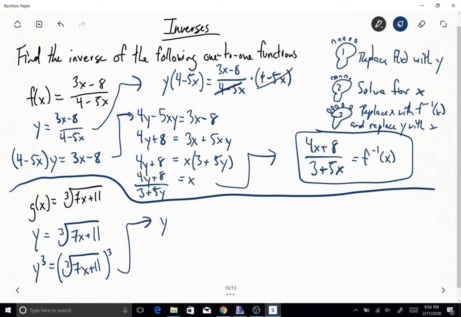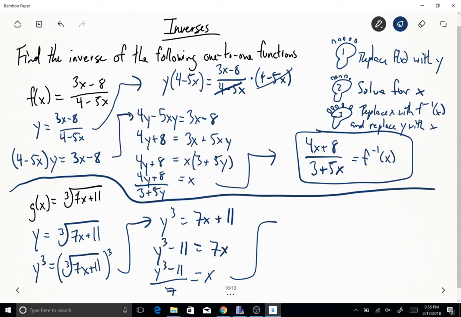So that means y cubed equals 7x plus 11. We're solving for x, so y cubed minus 11 equals 7x. And divide both sides by 7, so you get x equals y cubed minus 11 divided by 7. And so now we're ready to do that last step. Replace f inverse of x, we're going to get g inverse of x. And now we have x cubed minus 11 over 7. And that's our final answer.